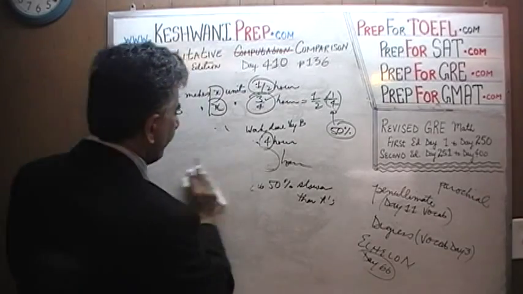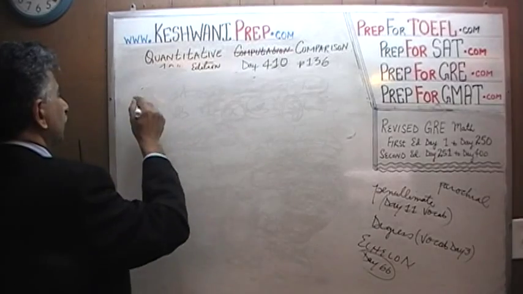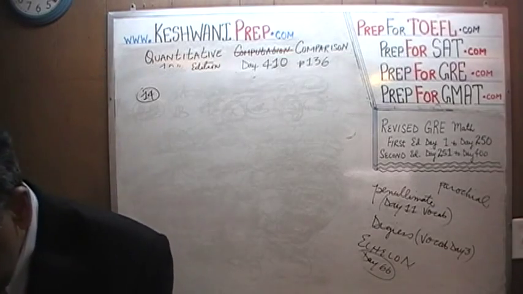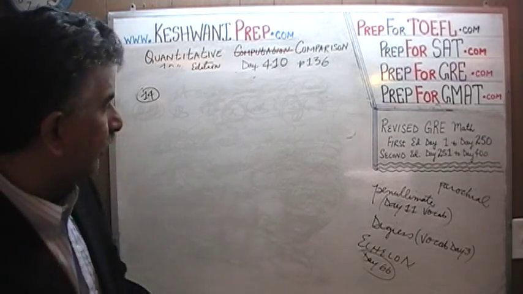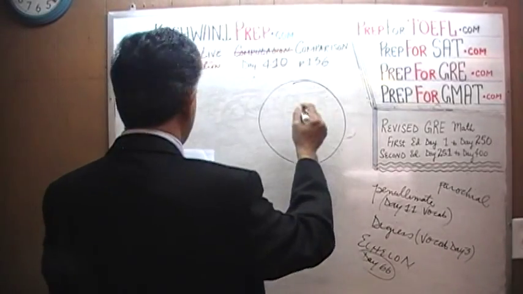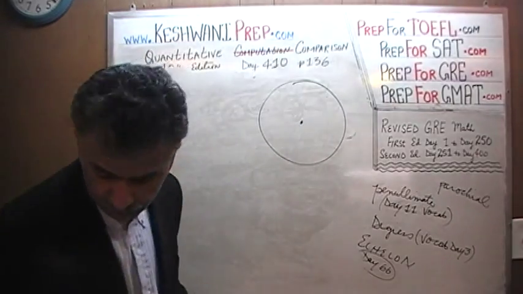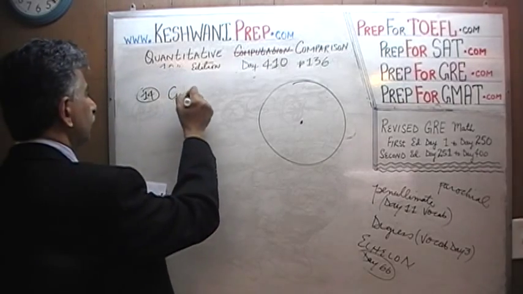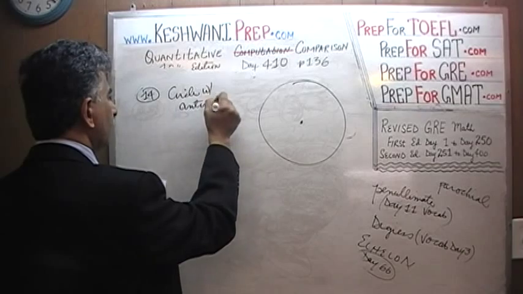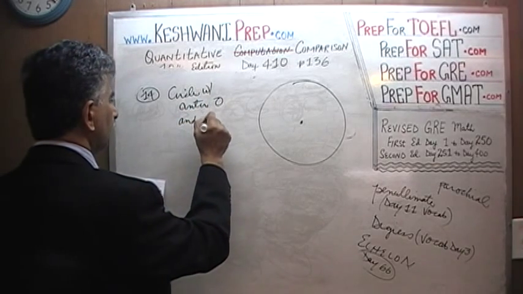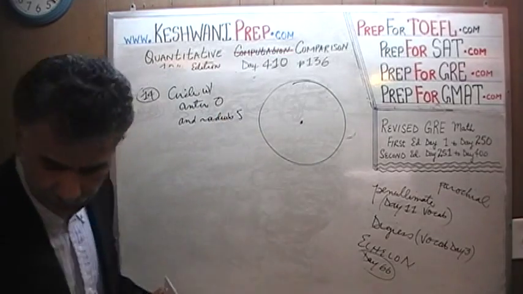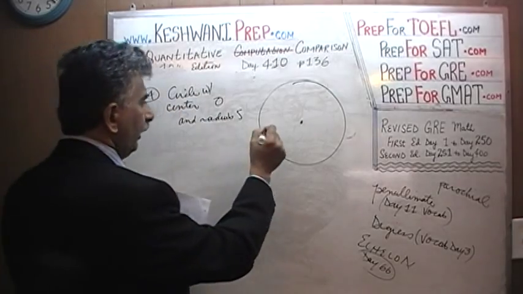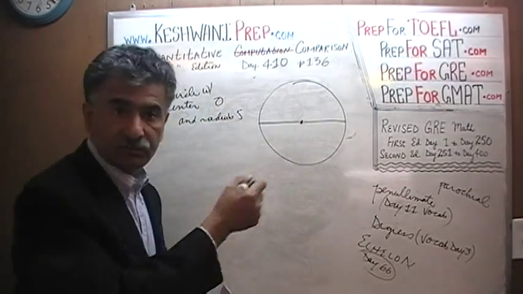Number 14. Number 14 is a geometry problem, I believe. Yep, it is a geometry problem. Here is how it goes. We are given a circle with center O and radius 5. The center of the circle is O. And we have a line that goes through it. If a line goes through the center, then of course it's the diameter.